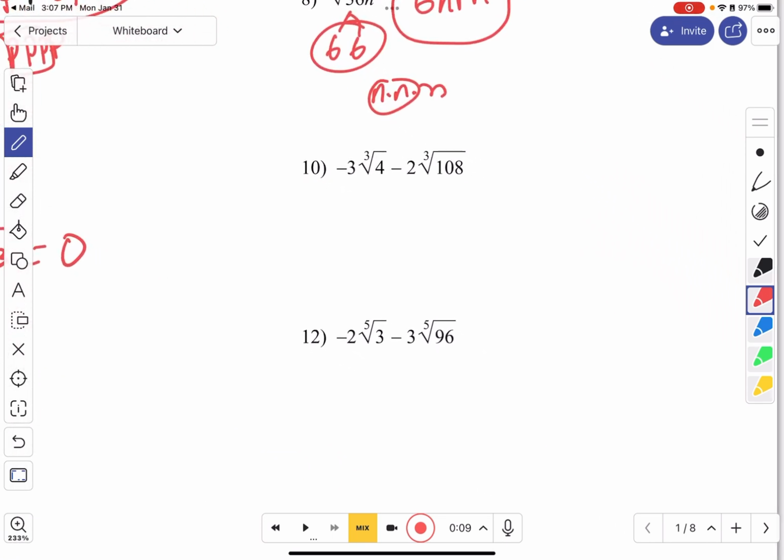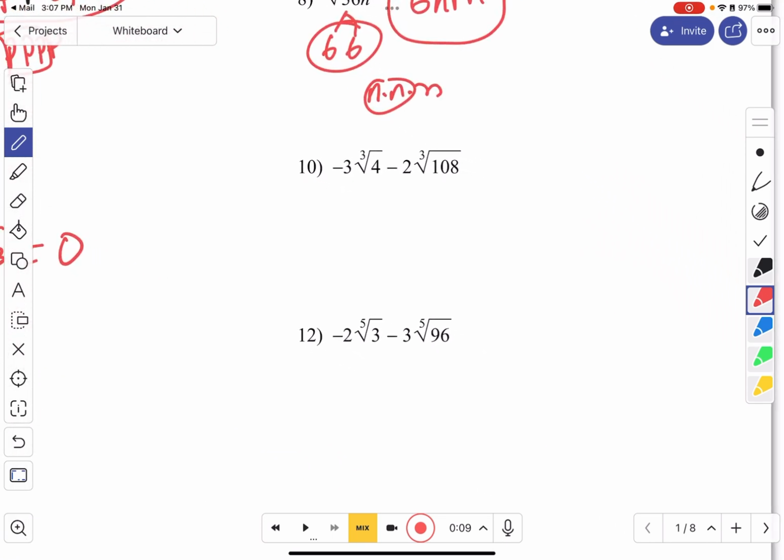Number 10, cubed root of 4, we can't do anything with. 108 is divisible by 4. 108 divided by 4 is 27. So that's 4 times 27. That's 2 times 2, 3 times 9, 3 times 3.